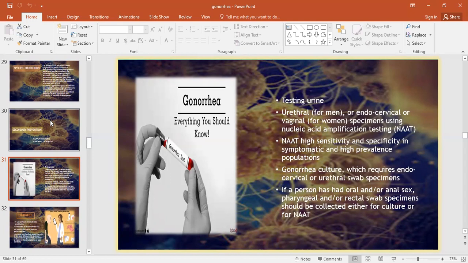Gonorrhea culture requires endocervical or urethral swab specimens. If the person had oral, anal, or pharyngeal sex, pharyngeal or rectal swab specimens should be collected either for culture or for nucleic acid amplification testing.